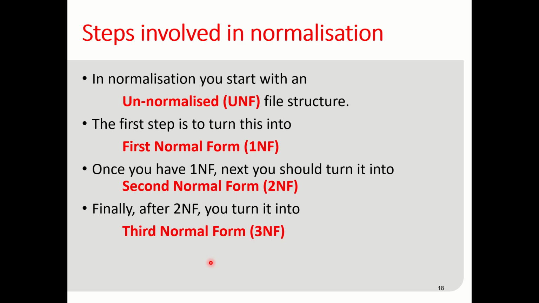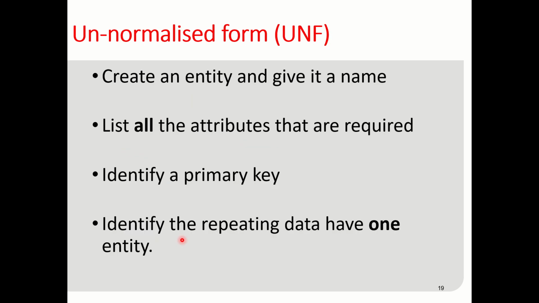The major steps involved: you will be given an unnormalized table. You have to first normalize it into first normal form, then second normal form, then third normal form. So what would be there in the unnormalized form? You'll be given an entity, so you have to create an entity and give it a name. Then you list all the attributes, identify the primary key, and identify the repeating data within that entity. That is what we are going to see in the unnormalized form.